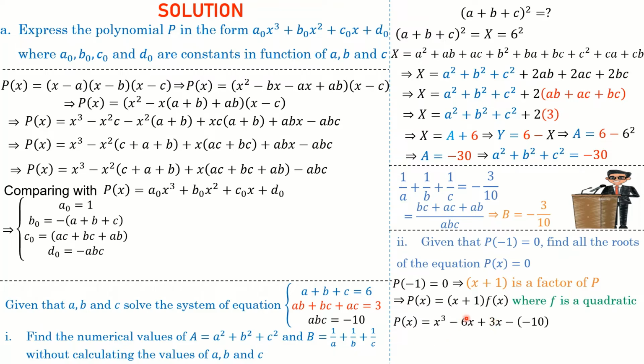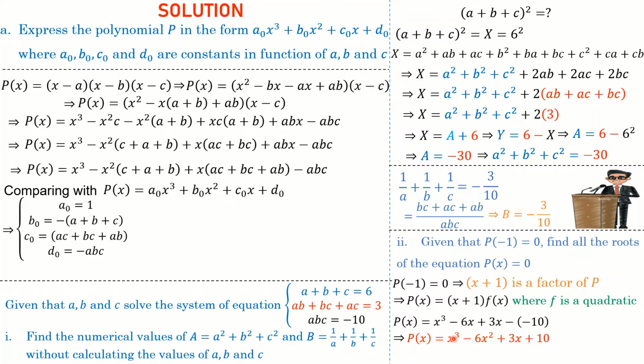So I can get my p of x, because my p of x is equal to this quantity. Now I'm just going to replace the value of a plus b plus c, which is 6. That's to have x cubed minus 6x because of this minus. Now I'm going to replace the value of ac plus bc plus ab, which is positive 3, then minus my abc is negative 10, that is why I have minus negative 10. So simplifying, I get my polynomial p of x to be x cubed minus 6x squared plus 3x plus 10.